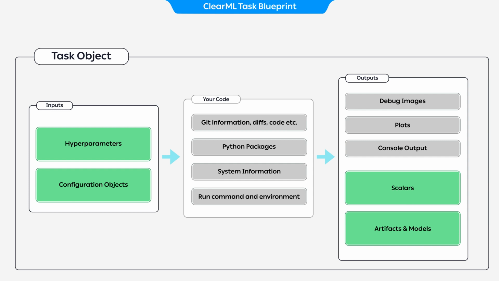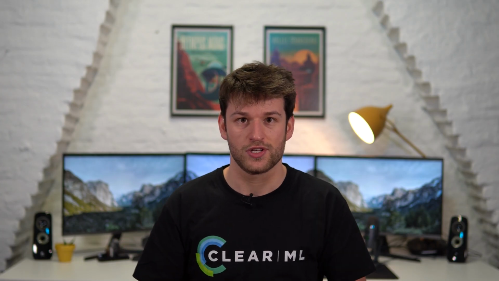We have inputs called hyperparameters and configuration objects for external config files. And outputs can be anything like we saw in the last video. Things like debug images, plots, and console output kind of speak for themselves. So the ones we'll focus on here are scalars and artifacts. So let's start with the inputs, hyperparameters.